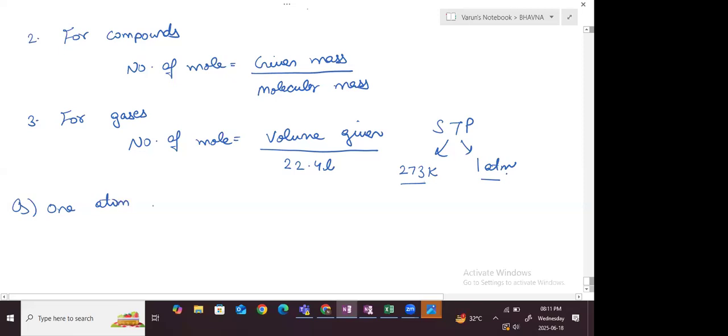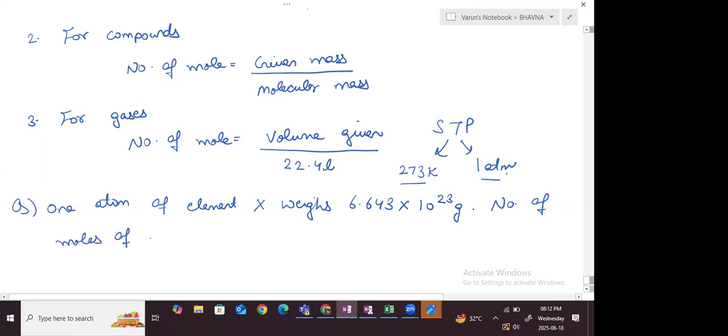One atom of element X weighs 6.643 into 10 to the power 23 grams. This is the weight of one atom. Find the number of moles of atoms in its 20 kg. Try to do this one.